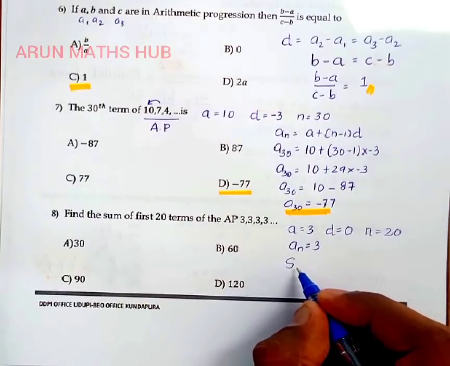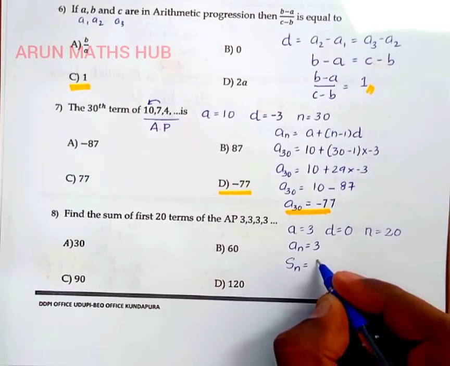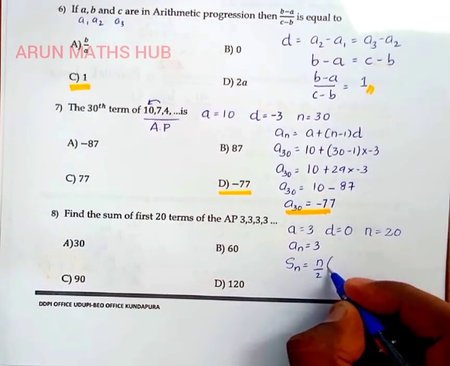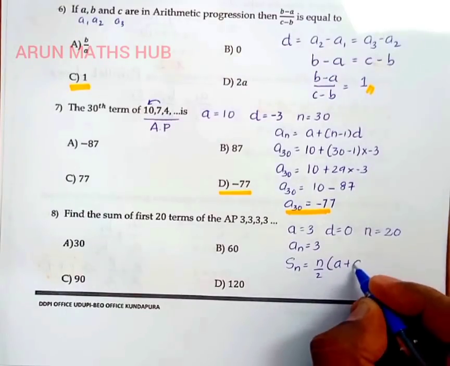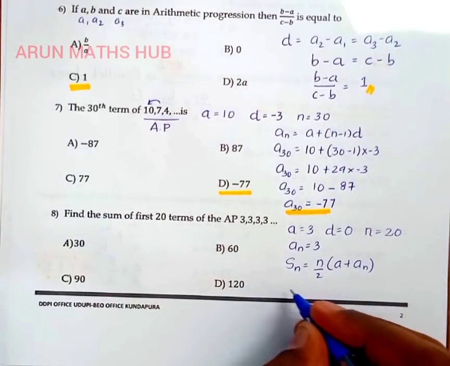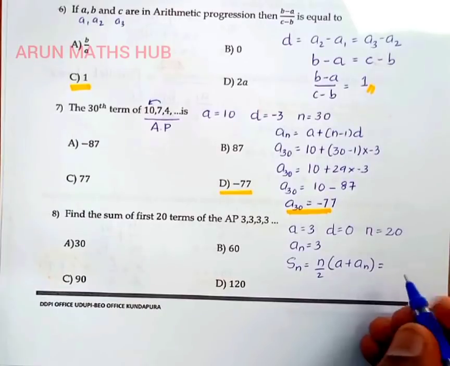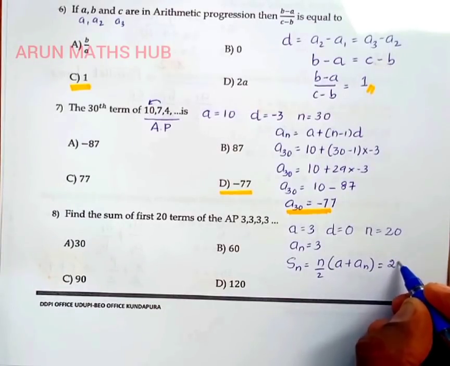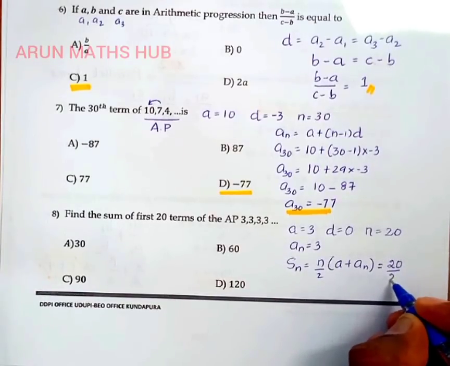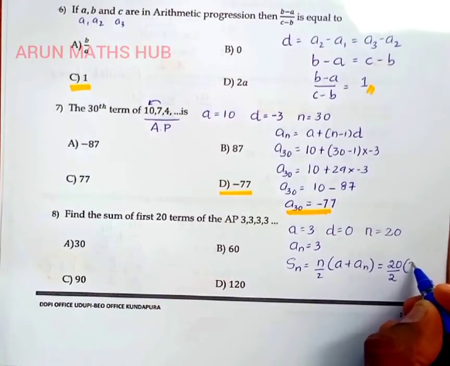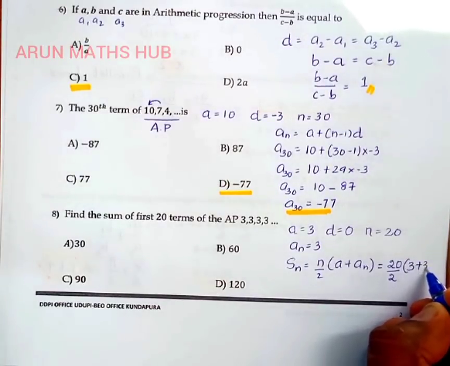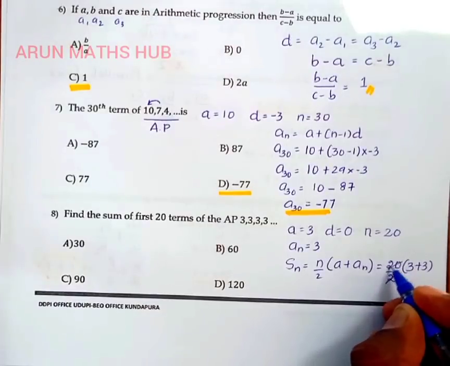If we substitute into the Sn formula using the last term, what is the last term? The last term will be the same, that is 3. Sn equals n by 2 into a plus an. If we know the last term, we can easily find the sum of 20 terms. Otherwise, you can use the formula Sn equals n by 2 into 2a plus n minus 1 into d. You will get the same answer.